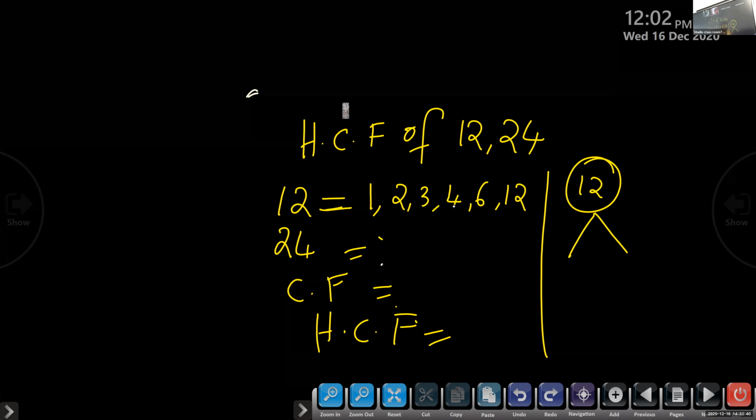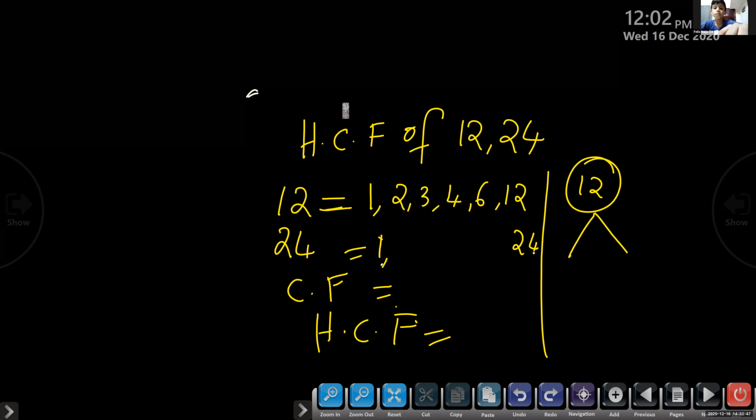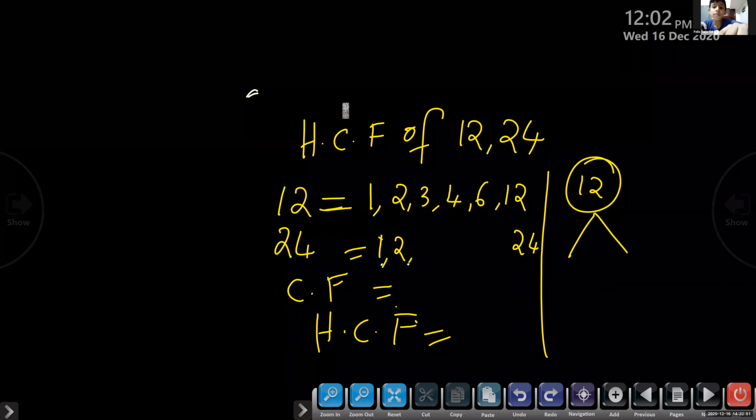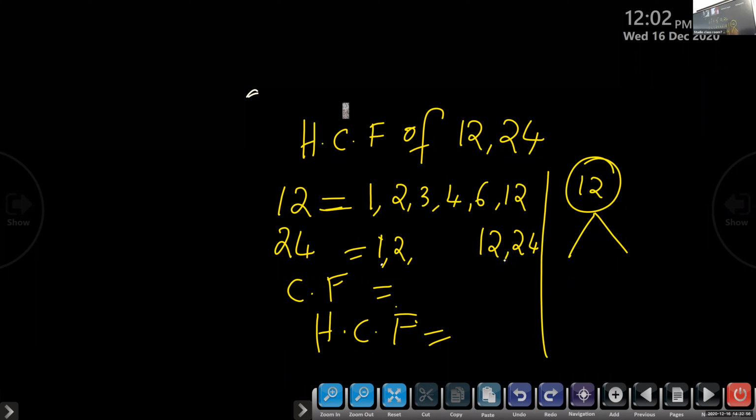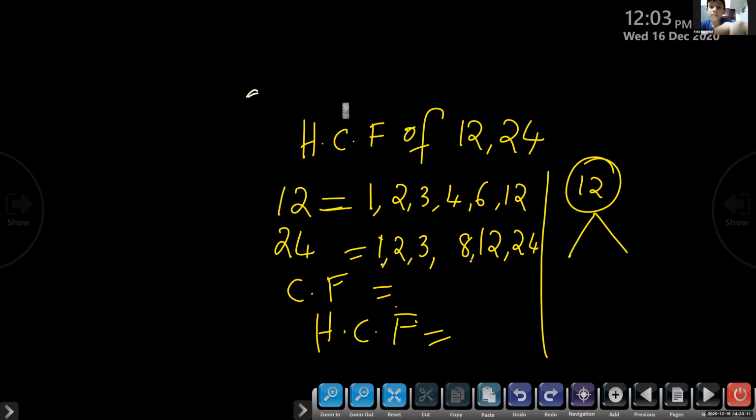Felix, can you say the factors of 24? 1 and 24. What about 2 and 12? Okay. Then, is it possible to divide by 3? Yes, ma'am, 3 and 8. Okay. What about 4? Felix, I'm asking Felix. Check the multiplication table.